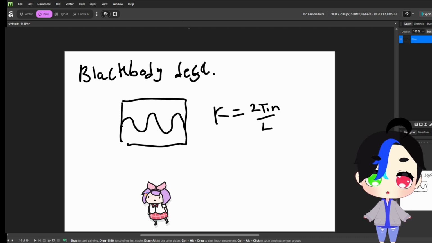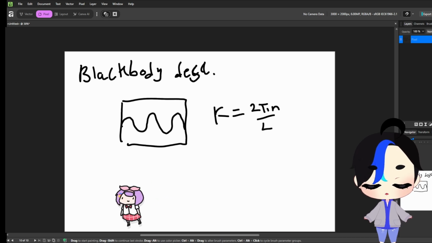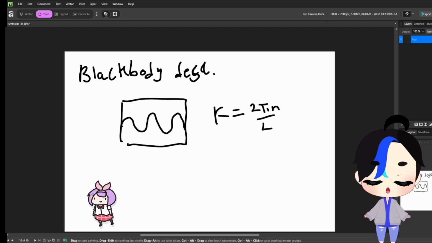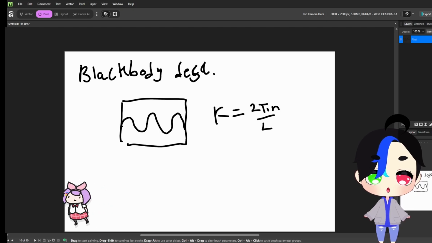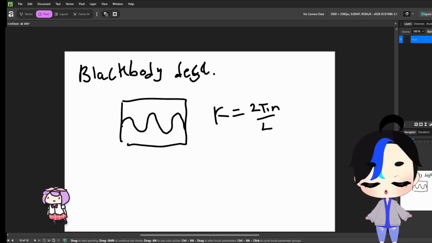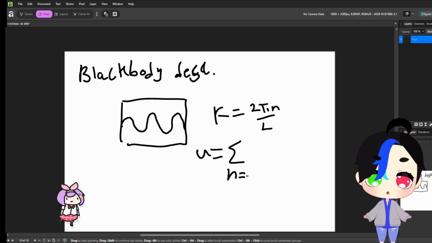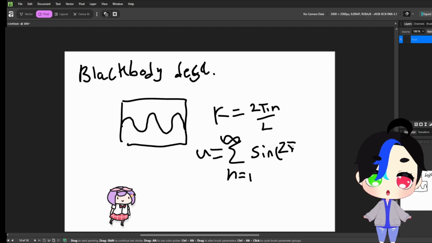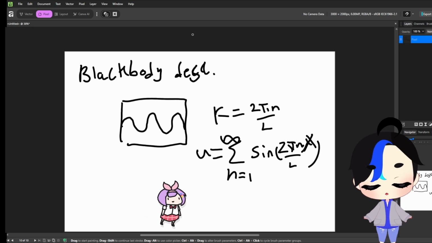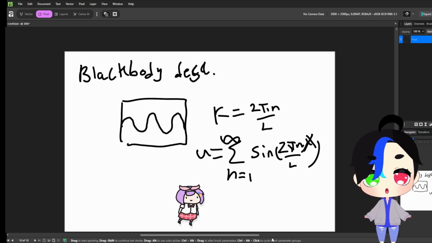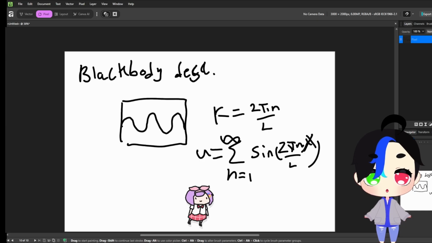So another consequence of solving the wave equation, again, if you want a refresher on the wave equation, Z's video is a good one, is that your solution can have any combination of allowed waves. So n equals 1 to infinity of sine of 2 pi n x over L. Which means for any blackbody, you have an infinite number of frequencies.